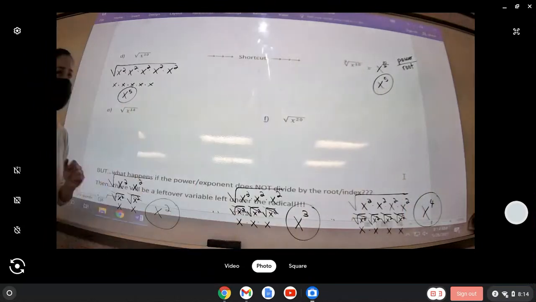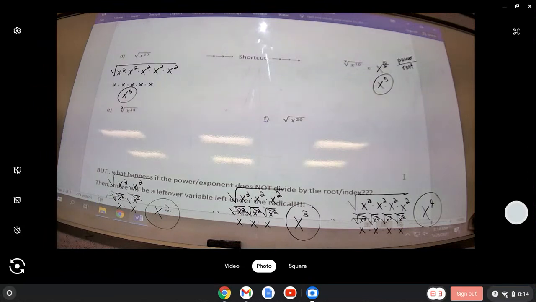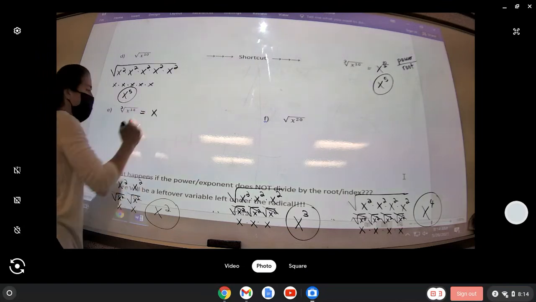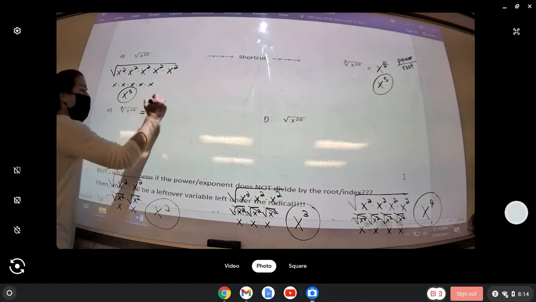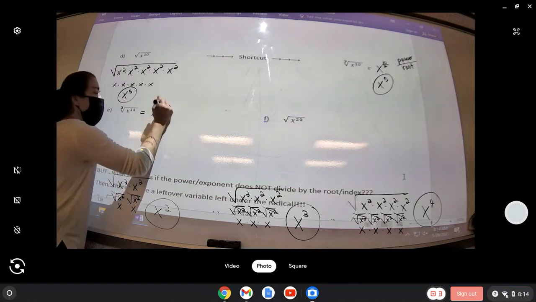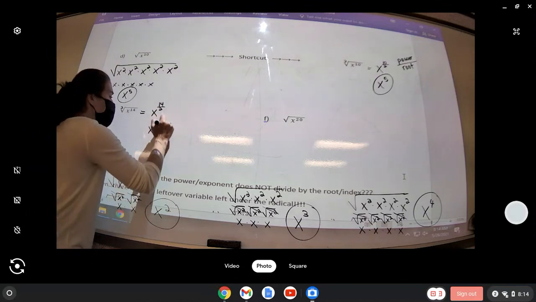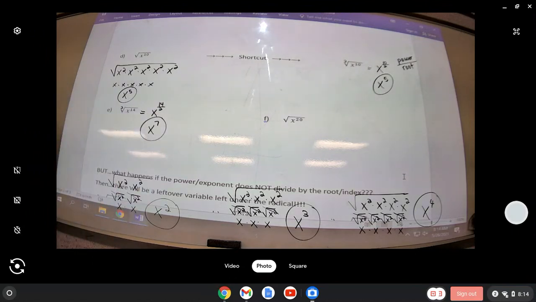All right, so guys, if I asked you, what is the square root of x to the 14th? How many pairs of 2 can you make out of x to the 14th? The easiest way to do that is make it x to the power divided by root. And what's 14 divided by 2? 7. So the answer to this is x to the 7th. So take your power and divide it by your root.